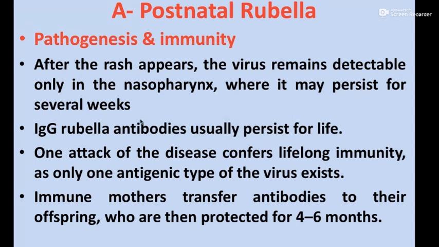IgG antibodies usually persist for life. إذن infection by rubella confers lifelong immunity، مثل mumps والmeasles, only one antigenic type. And single infection causes lifelong immunity. فهذا نهائيا غير علمي من يسألون: female صار عندها congenital rubella infection، يقول لها احتمال بالحمل الثاني؟ وهذا طبعا completely false, completely wrong. One attack of the disease confers lifelong immunity as only one antigenic type of the virus exists مثل ما قلنا. Immune mother transfers antibodies to their offspring who are then protected for 4-6 months مثل البقية. During pregnancy, IgG antibodies تنتقل from the mother to the fetus.